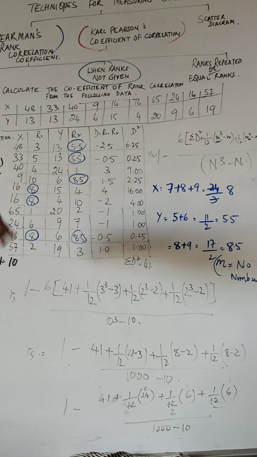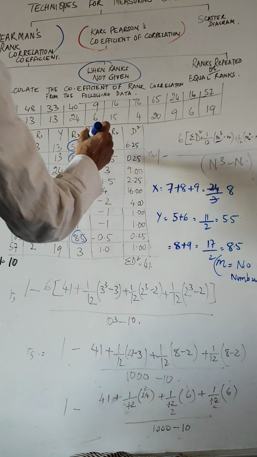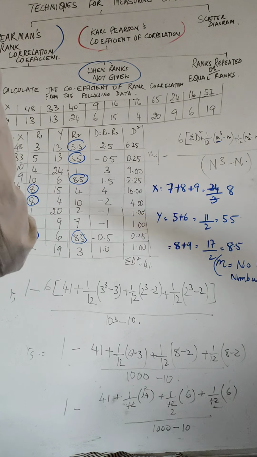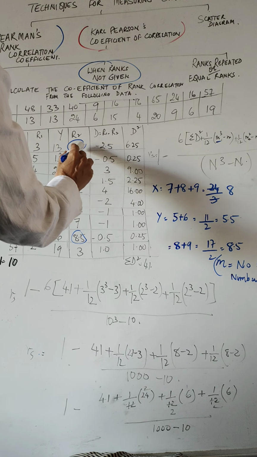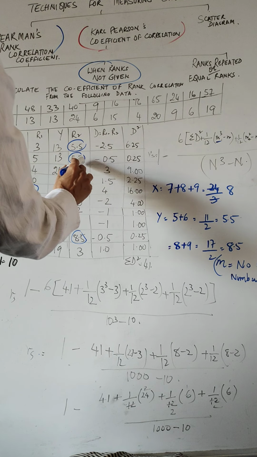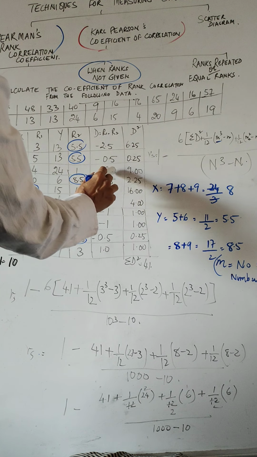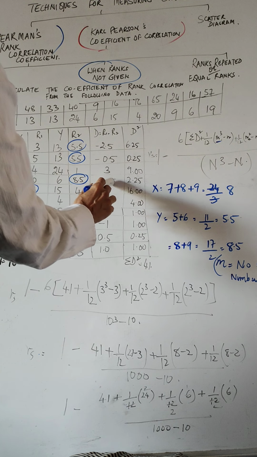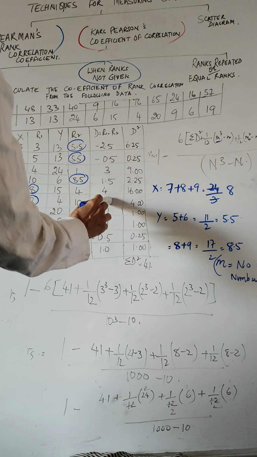So having done this, we come to the same thing. We'll get a D. Now what is D? Rank 1 minus rank 2, as given. So 3 minus 5.5 is minus 2.5. 5 minus 5.5 is minus 0.5. 4 minus 1 is 3. 10 minus 8.5 is 1.5. 8 minus 4 is 4. 8 minus 10 is 2.